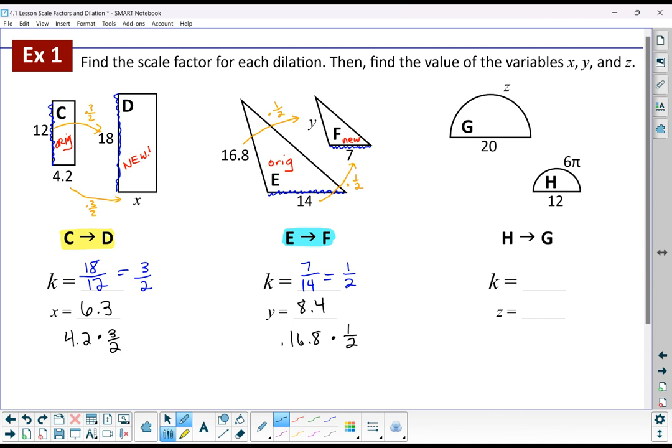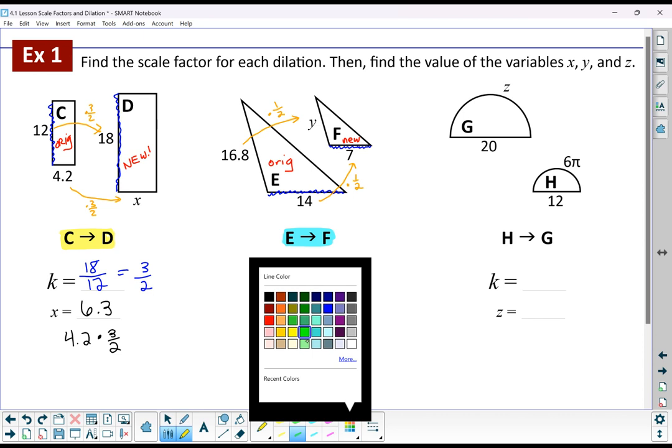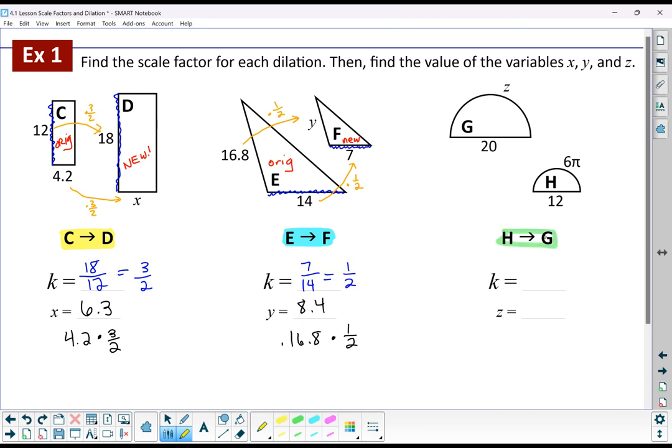Okay, our last one on this slide, we have these two semicircles. Our dilation is from H to G. So my original shape is shape H, and my new shape is shape G. So this is an enlargement. It got larger or bigger.